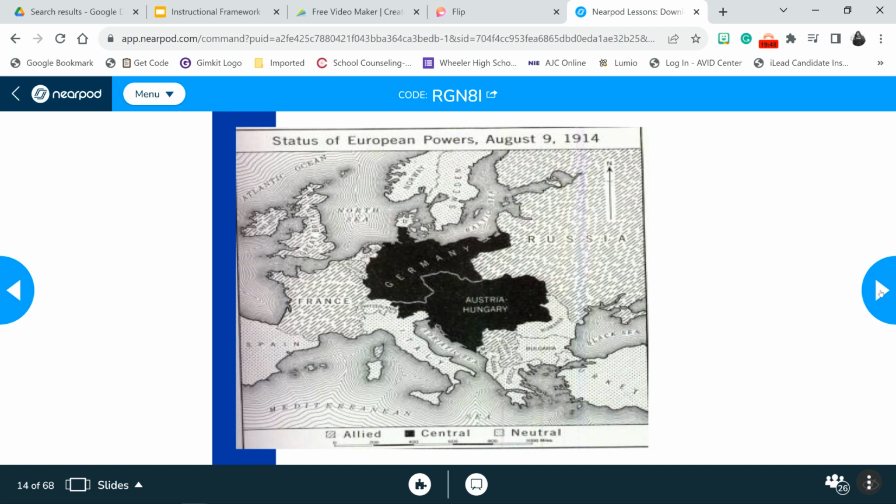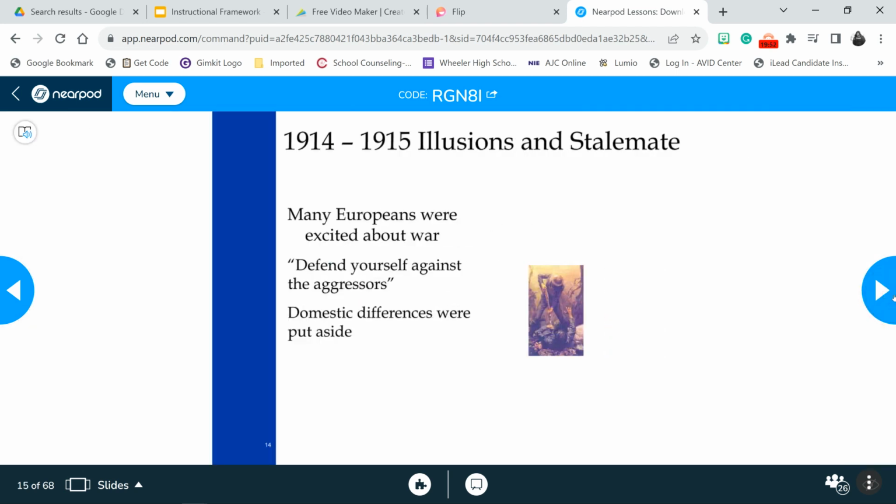So, again, this is another version of the map of whose sides was who. We kind of talked about that already. All right, now, the stalemates. From 1914 to 1915, nothing happened. Everybody was just there and dying. Does everybody got me on that? Is everybody clear there?